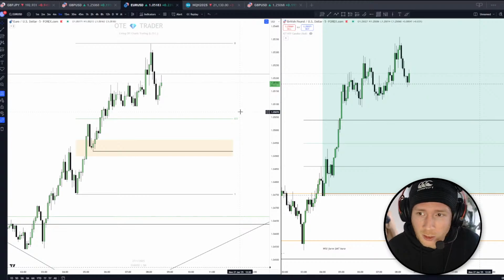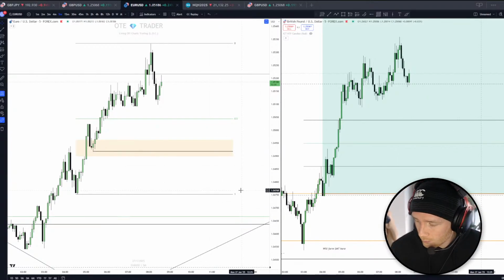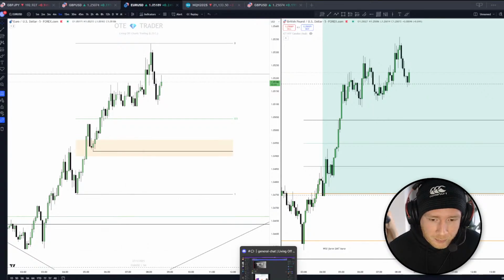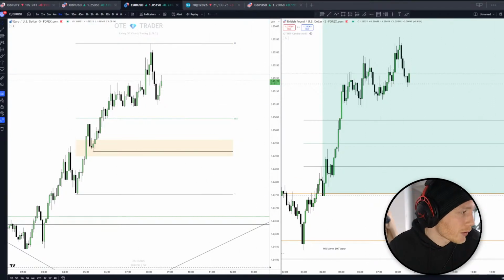Any trade running yet? Yes, I'm in GBP USD. See if I can get a screenshot. I'm sharing my screen, that's the problem. I don't want to open up my MetaTrader here on screen. Never mind.